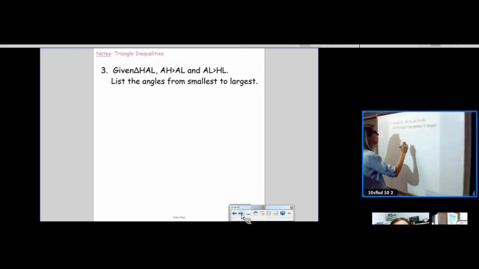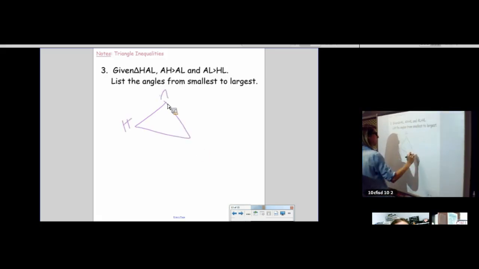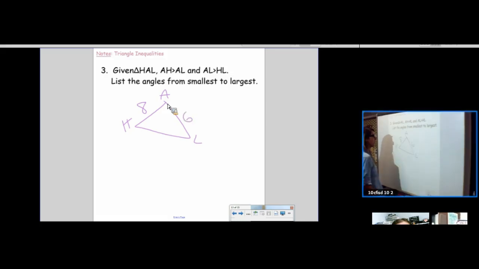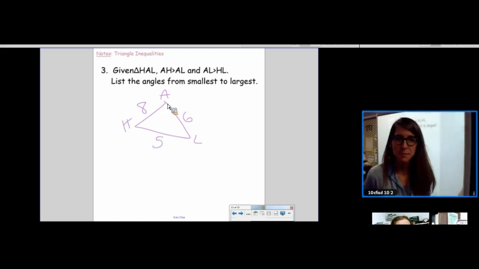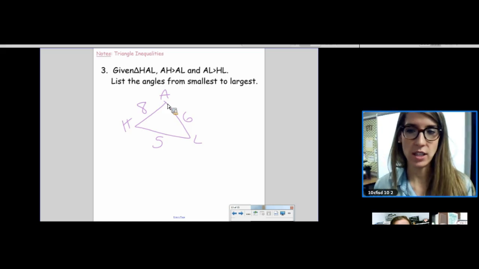Given triangle HAL, let's see. I better draw a picture. AH is greater than AL. So I'm just going to make up numbers. This one is greater than this one. Okay, cool. And AL is greater than HL. Oh, so I need to get smaller than this. Okay. So notice I just made up numbers that fit those conditions.